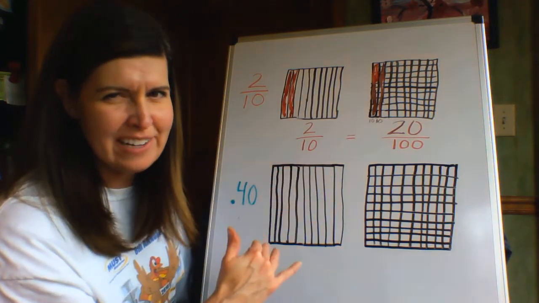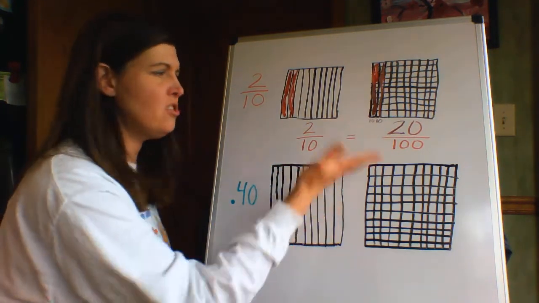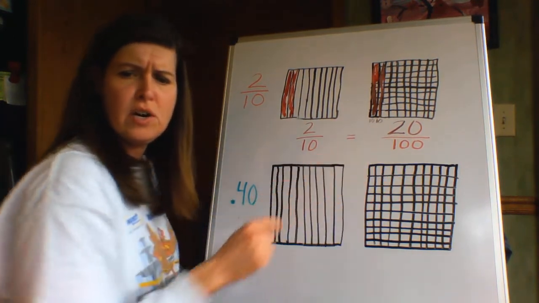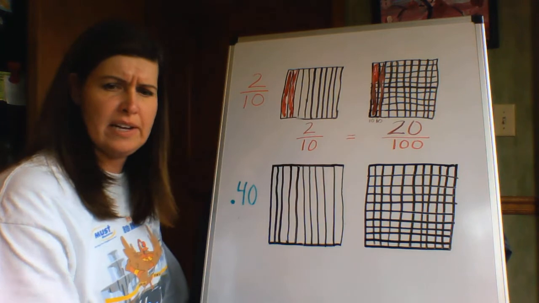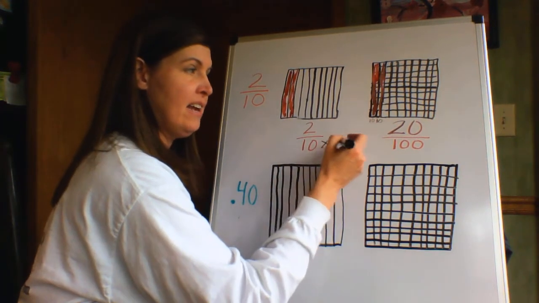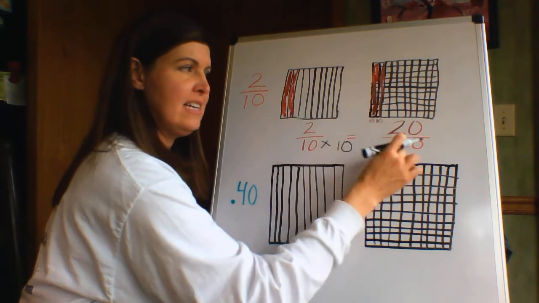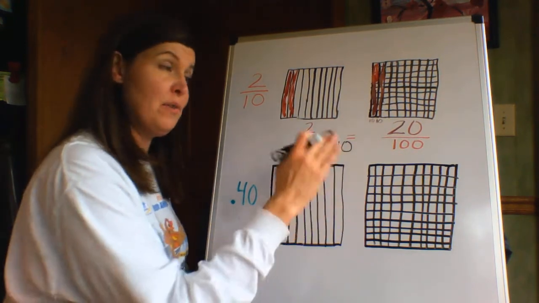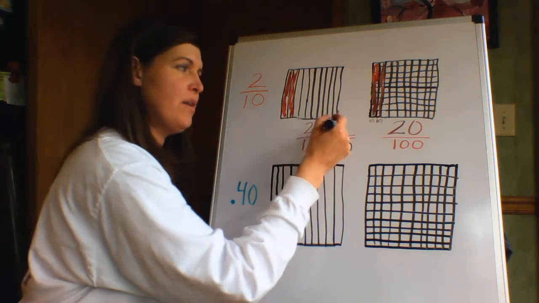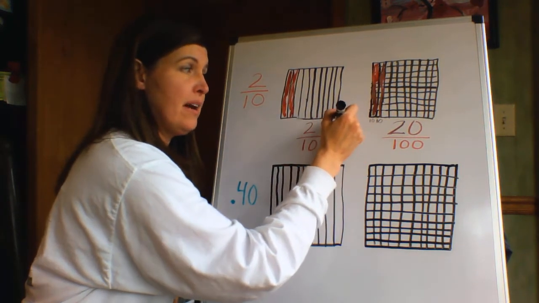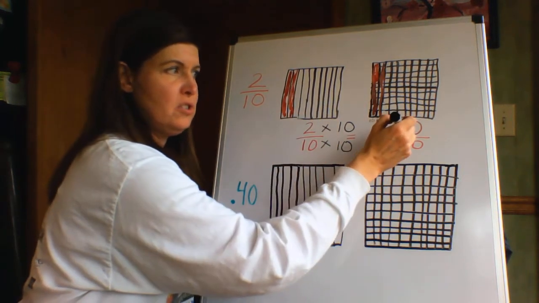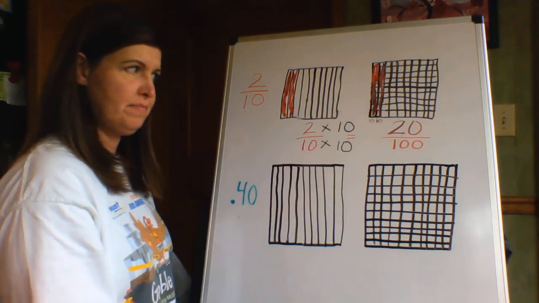So on this one, we multiplied the denominator and the numerator by the same amount. We could also divide, like when we simplified. But let's just look at this one. When I go from 10 to 100, what am I doing? I'm multiplying my 10 by 10 to get 100. And whatever I do to my denominator, I have to do to my numerator. So I'm multiplying my numerator by the same amount, 10, to get 20 hundredths.